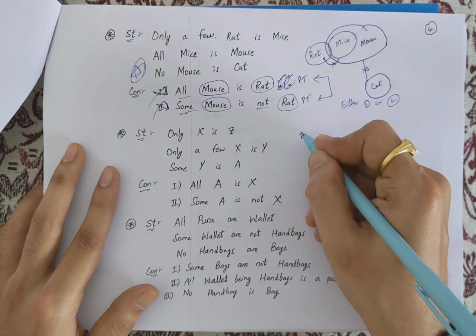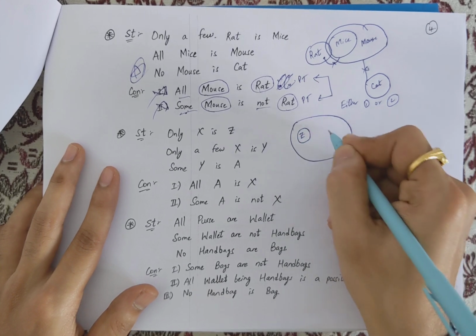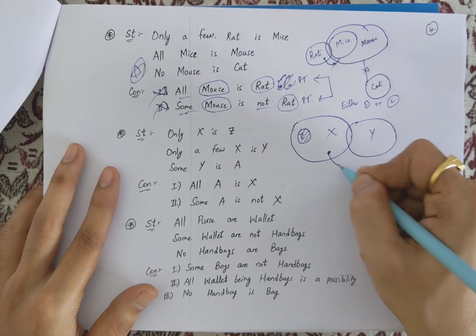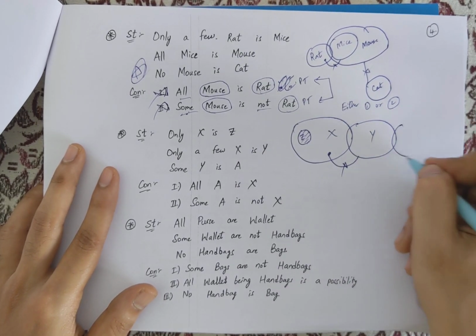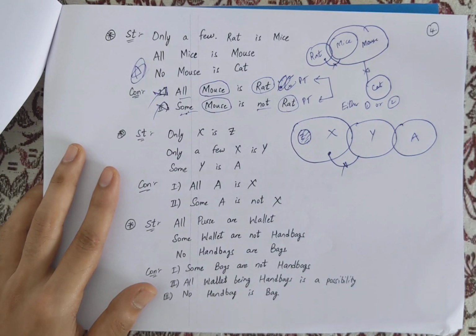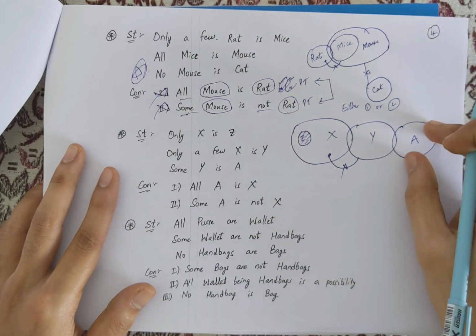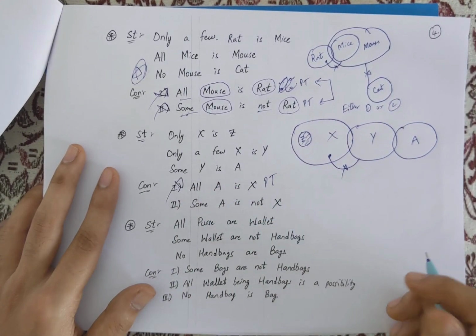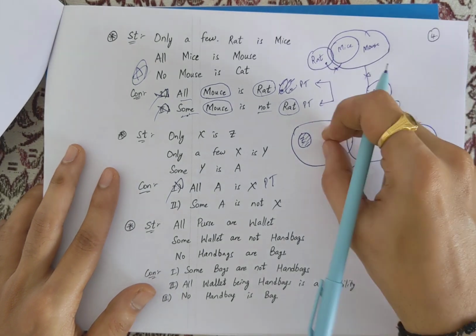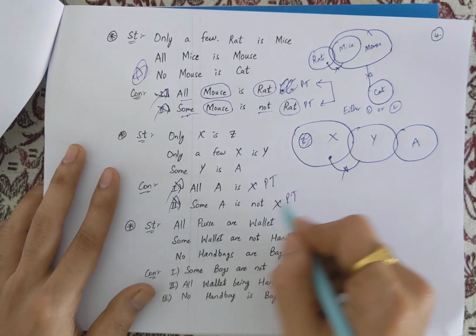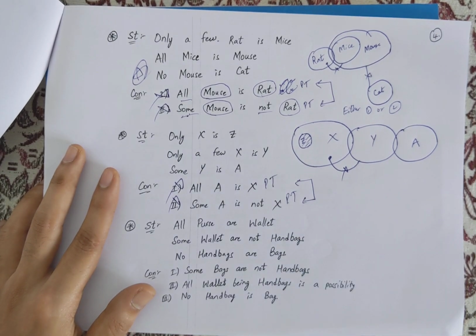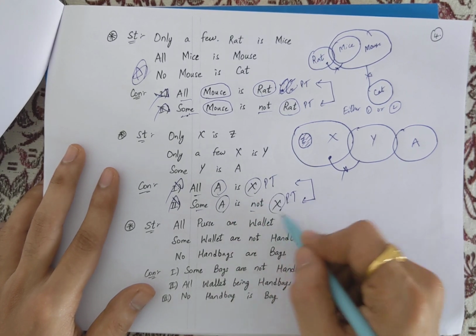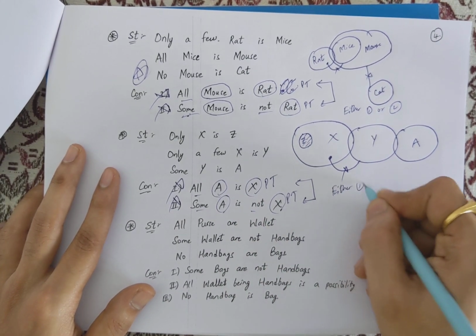Only x is z. Highlight this. Only a few x is y. Some y is a. All a is x is possibly true but not definite. Some a is not x is possibly true but not definite. But when we combine these two conclusions, as they are some-not and all complementary pairs and their sequence is the same, the answer is either one or two.